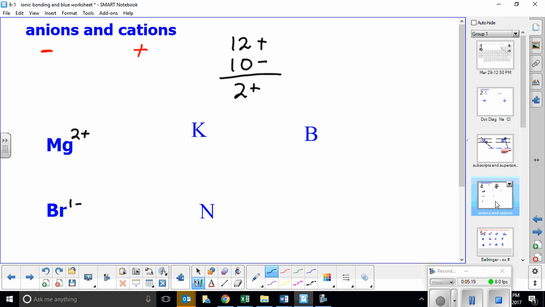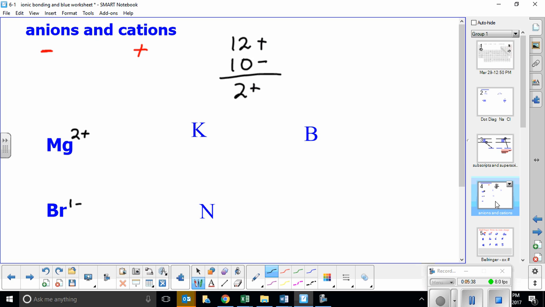So bromine is going to become bromide when it becomes an ion. The positive ions do not change anything of their name when they become a cation, but when an atom becomes an anion and is negatively charged, it changes the ending of its name to -ide.